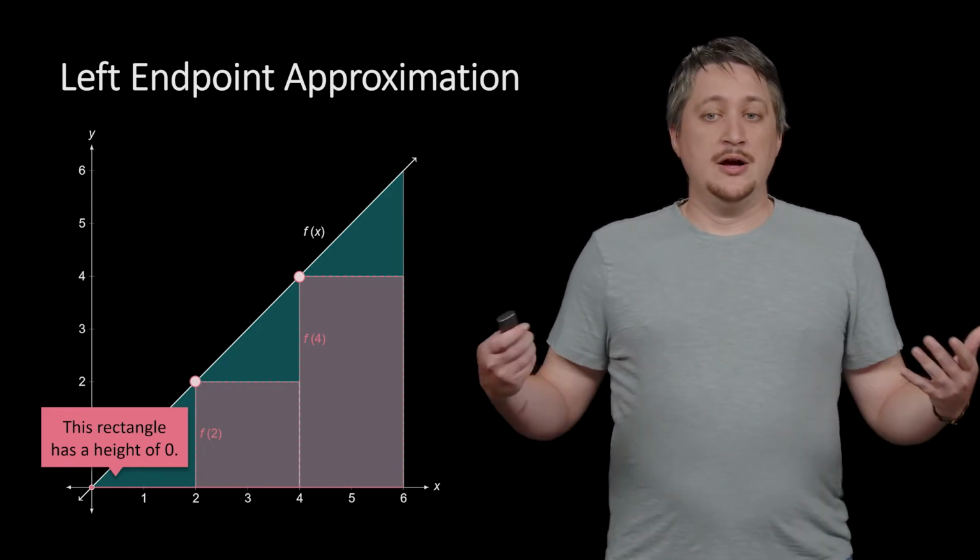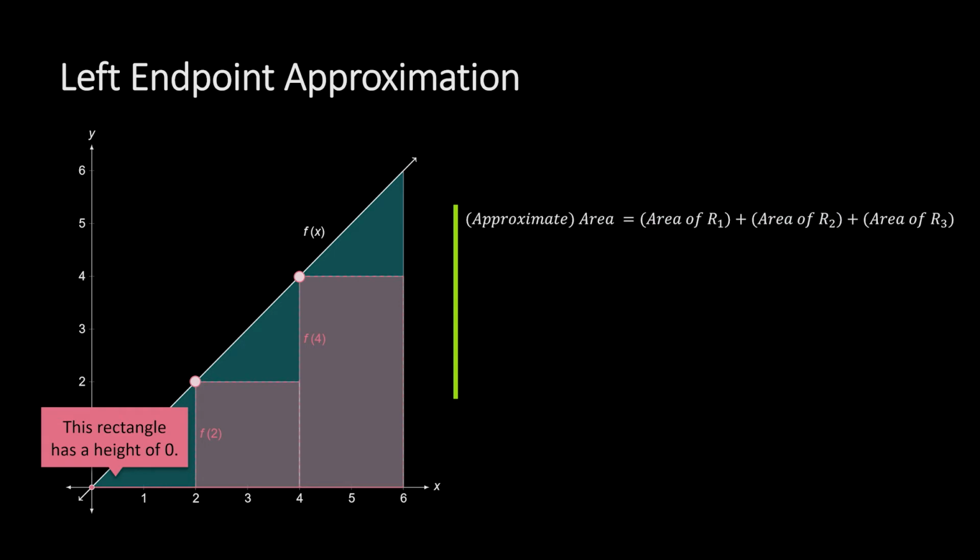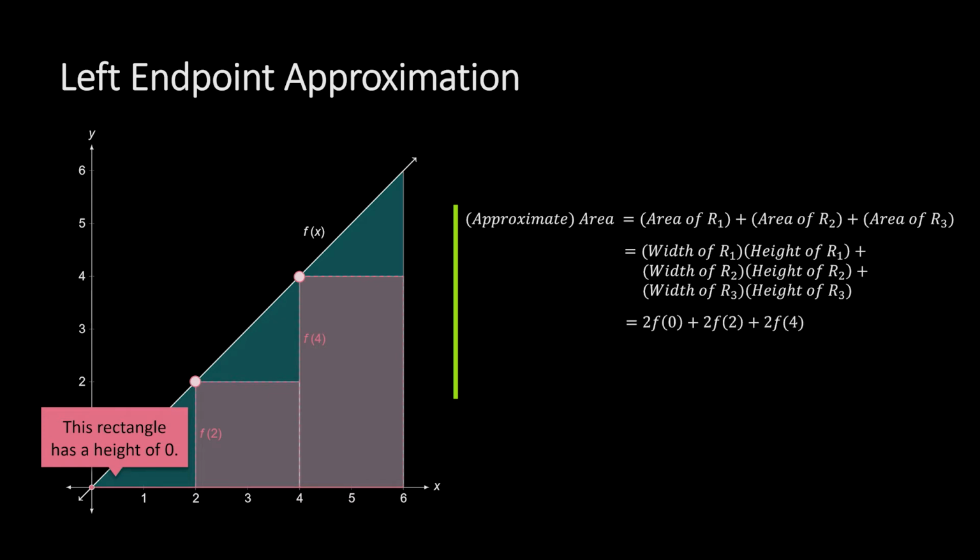Okay. So again, we go through the same process. So the approximate area is the area of R1 plus the area of R2 plus the area of R3, which is that same width times height for each of these things being added together. But in this case, instead of doing 2 times f of 2, it's 2, the width, times f of the left x value for that height. So we're using the x value on the left, which over here is 0. So this is now 2 times f of 0, 2 times f of 2, because now this middle one, still width 2, has height f of 2. And the last one is width 2 times the height f of 4.